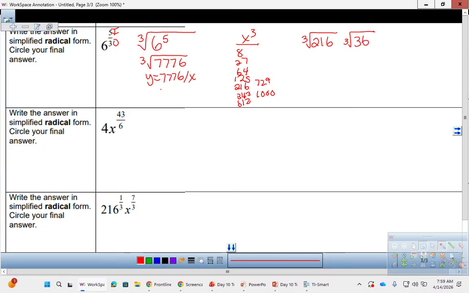Now I could math 5 each of them. I'm not going to do that. I'm going to use this. So 216, and then I'm going over and see that this is a 6. 3rd root of 36.